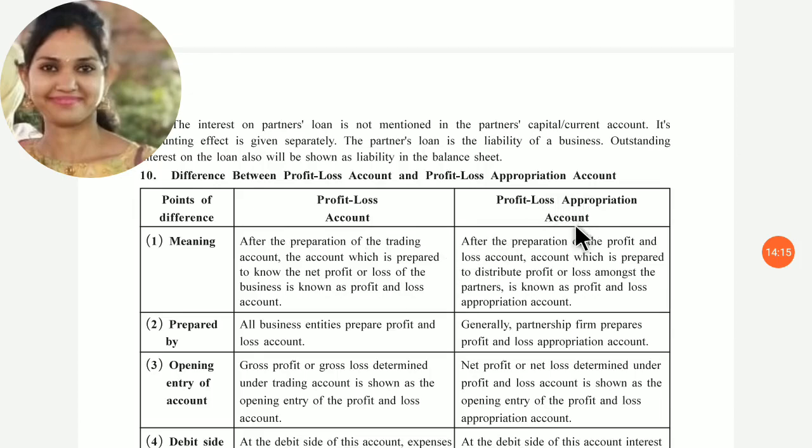Now the profit and loss appropriation account. It is prepared after completing the P&L account. So what is the sequence of accounts? First trading account, second P&L account, third P&L appropriation account, fourth partner capital, and fifth is the balance sheet of a firm. After the preparation of the P&L account, the account which is prepared to distribute profit or loss amongst the partners is known as the P&L appropriation account.